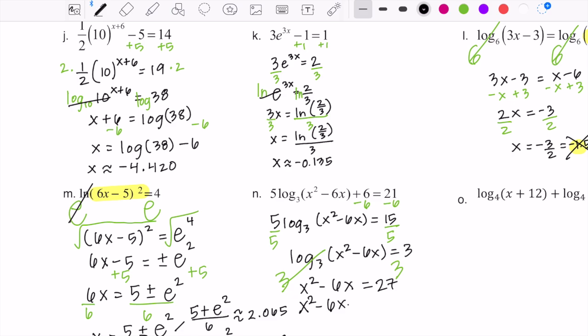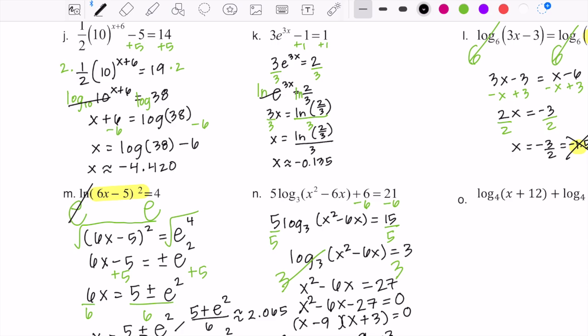Because the highest power of x is greater than 1, we are going to get one side equal to 0, then t-chart, oops. So I get x equals 9 and negative 3.